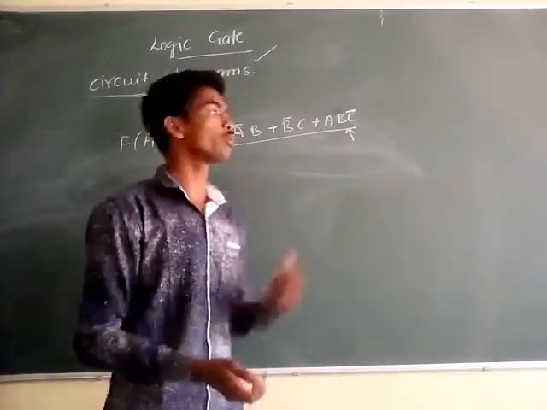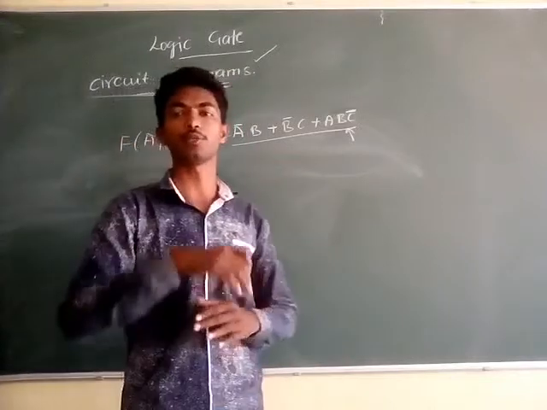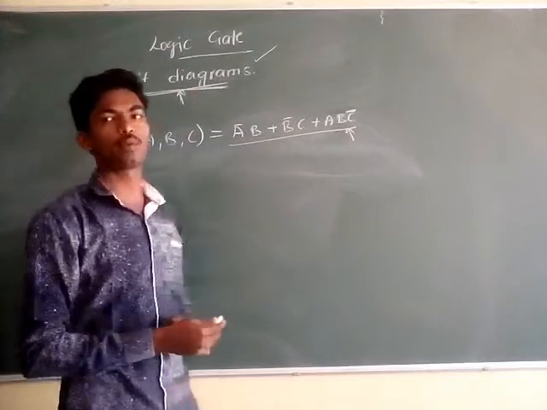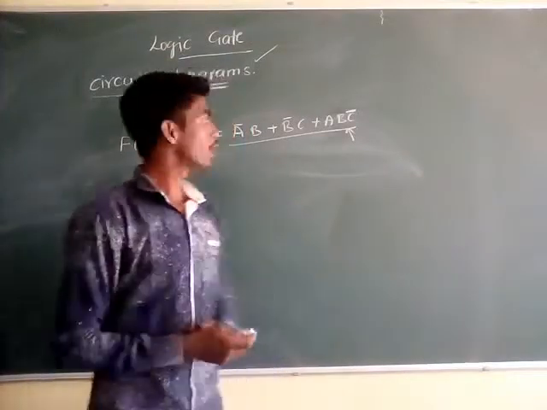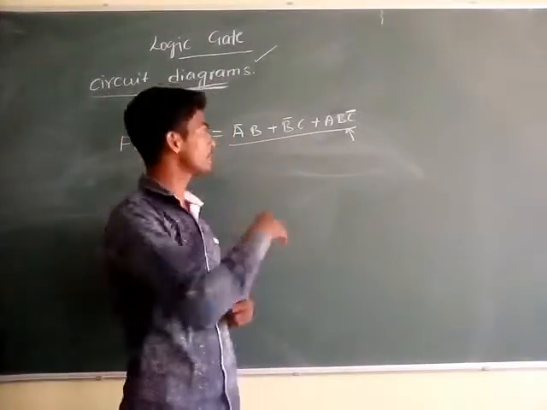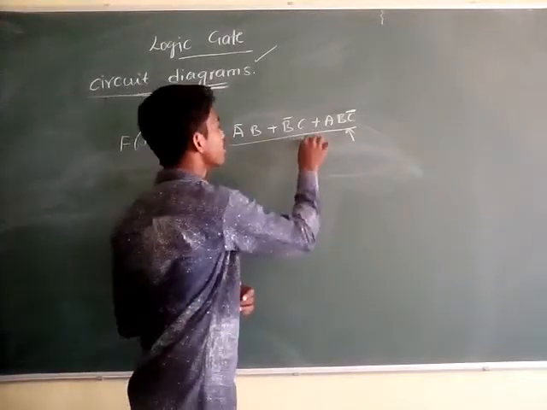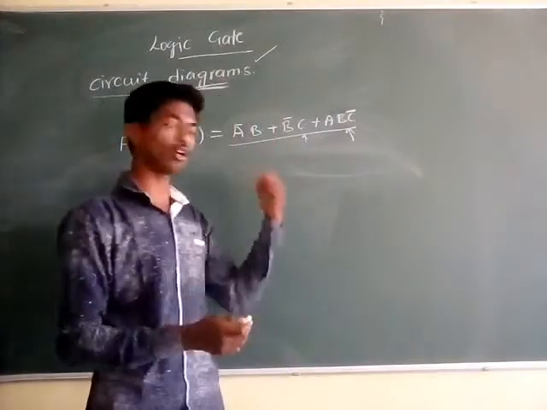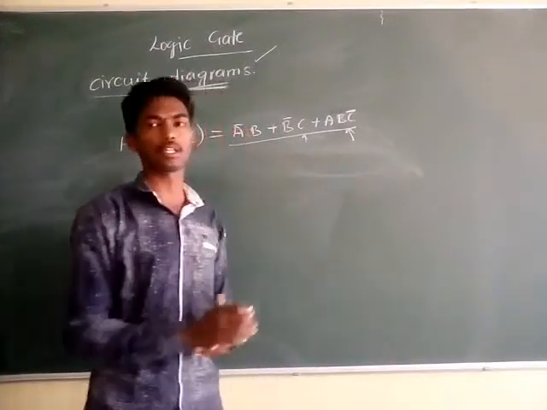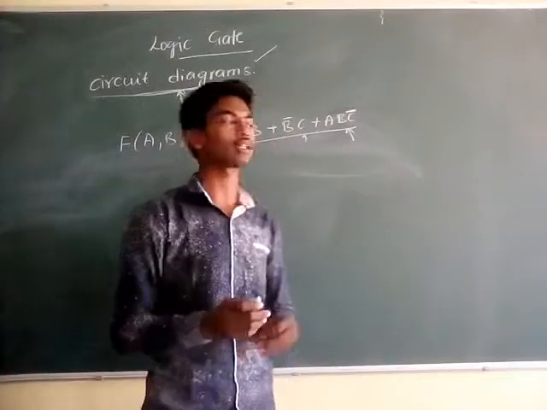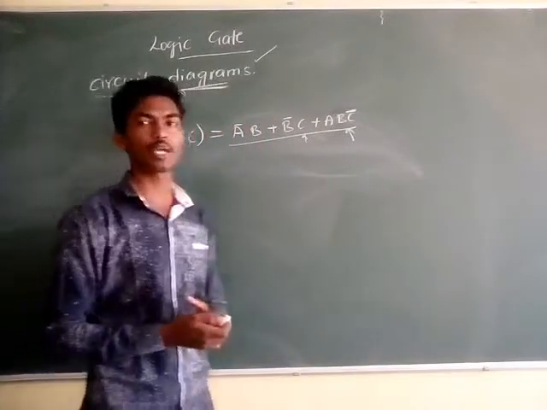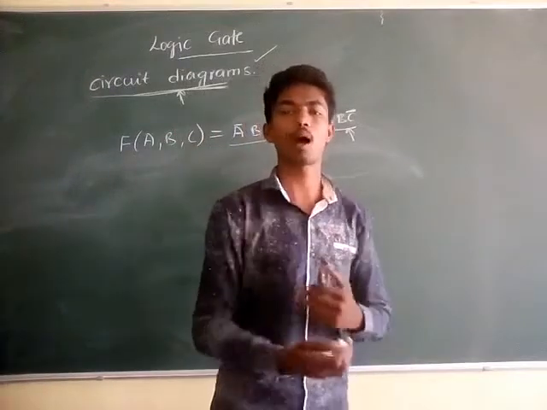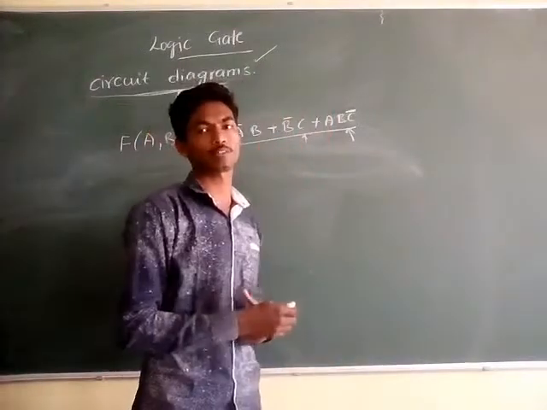Now we have to convert this Boolean expression into a logical circuit, into a circuit diagram. Before converting it, let us see what logical operations are involved in it. The first step in converting the given expression into a circuit diagram is to observe what logical operations are available in the expression.